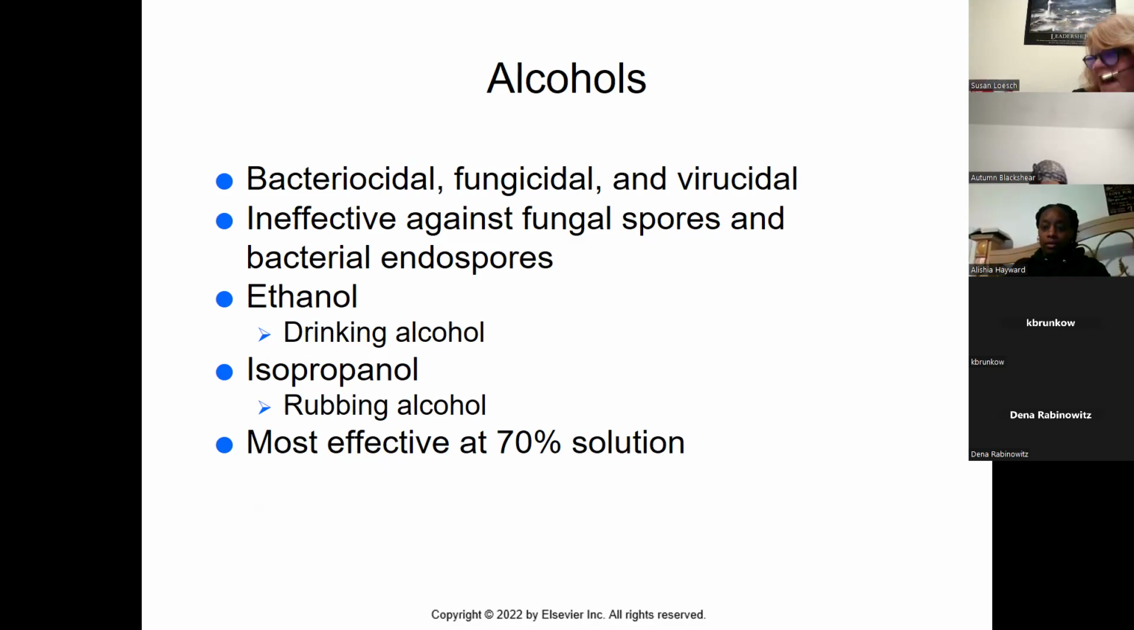Isopropanol is more effective than the ethanol, and it's used as an antiseptic. About 70% alcohol is what we consider effective, and most of your hand sanitizers will be right around there.